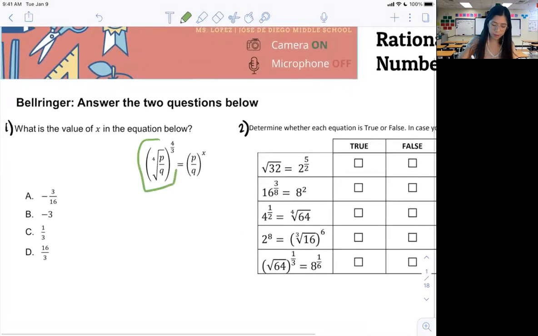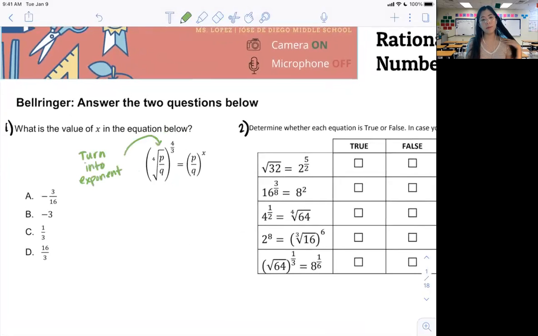On the left side, notice I have a radical and I have an exponent. So I have a radical on the inside of the parentheses. I have an exponent on the outside of the parentheses. We want to turn this radical into an exponent because then we will be able to simplify it a little bit better. So I have the p over q. We're going to leave that just the way it is. So I still have p over q. But now, instead of the fourth root, technically that's called the quartic root of p over q, this thing is going to now have an exponent.